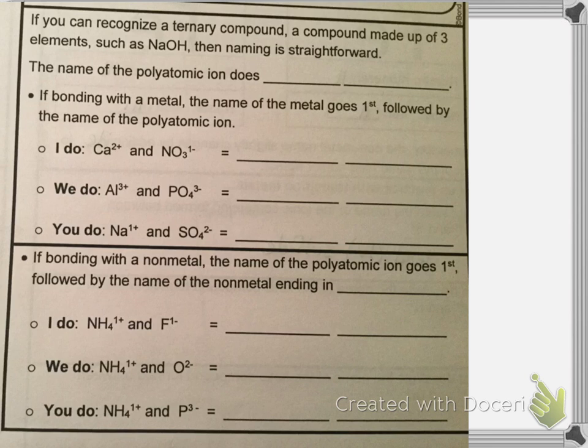If you can recognize a ternary compound, which is a compound made up of 3 elements, such as NaOH, so notice Na, we know that that's 1 element because the N is the only thing capitalized. We know that O is 1 element because that's capitalized, and H is 1 element because that's capitalized. So it's important to only capitalize the first letter of an element. So naming is pretty straightforward. The name of the polyatomic ion does not change at all.